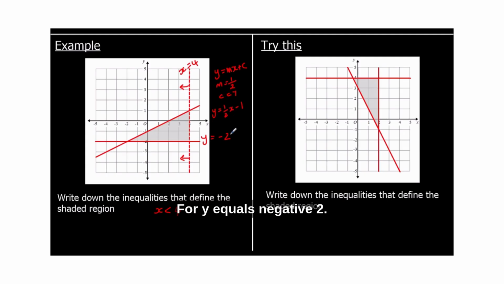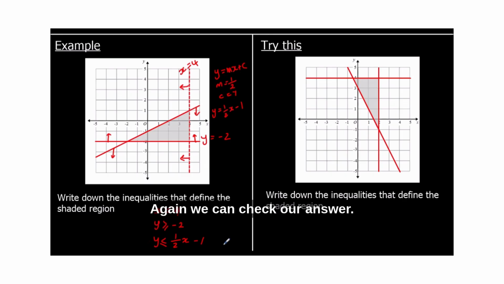For y equals -2, the region is above the line. So y is bigger than -2, and it can equal -2 because it's a solid line. And for y equals half x minus 1, the region is below the line, so y is less than, and it can equal it, so less than or equal to half x minus 1.